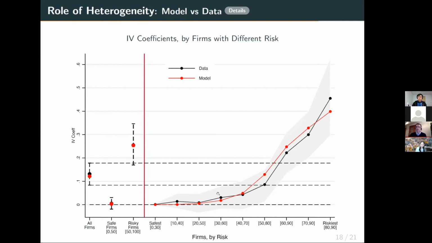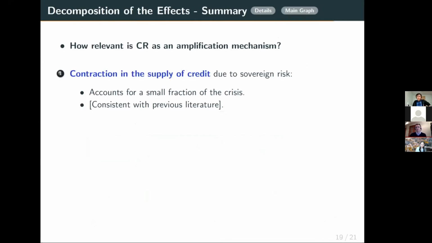So as in the data, you have these safer firms, which are almost unaffected by sovereign risk, but then you have this smaller sample of riskier firms who are significantly affected by sovereign risk, okay? So let me conclude with this. The question is, how relevant is this increase in corporate risk during sovereign debt crisis as an amplification mechanism?